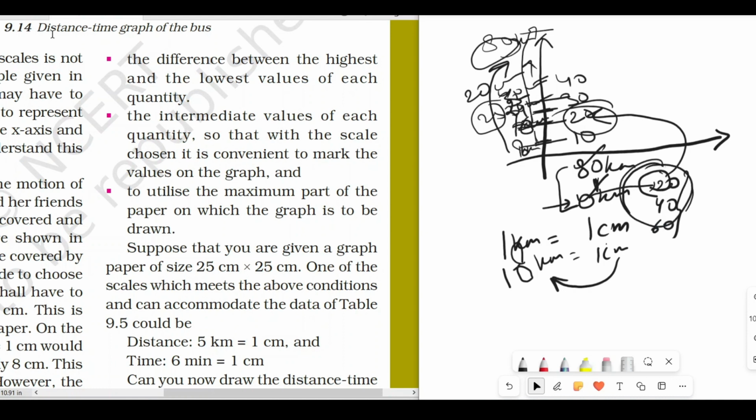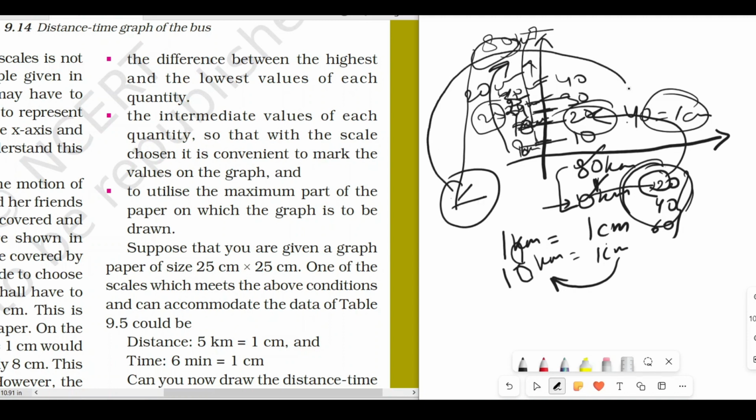Next, to utilize the maximum part of the paper on which the graph is to be drawn. We should not choose a scale just for our convenience, say 40 kilometers equals 1 centimeter, because then your whole graph would finish in just 2 centimeters. But your graph sheet is 20 centimeters, and you finished the graph in just 2 centimeters. So that is also not a good way. You should try to show your graph in a larger part of your graph sheet so that it is neat and clean, it is large, and it shows clearly the values that you want to represent.